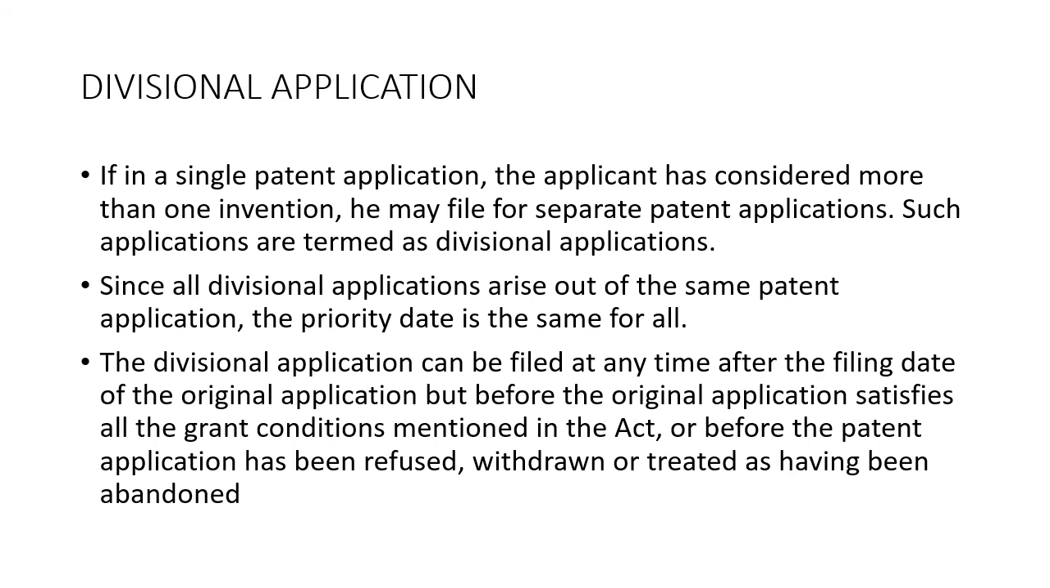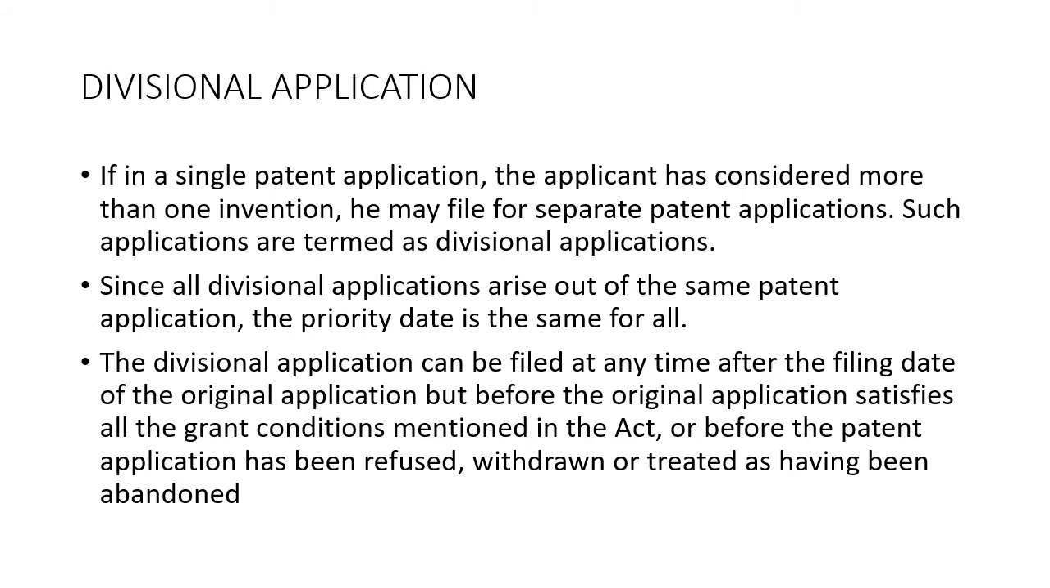The divisional application is the final type of application. Here, in a single patent application, the applicant has considered more than one invention. So if a particular person has more than one invention and he wants to gain a patent in all of them, then he can file this divisional application. He may file separate patent applications, but he can also apply with this divisional application. So in one application we are applying for more than one invention. Such applications are known as divisional applications.